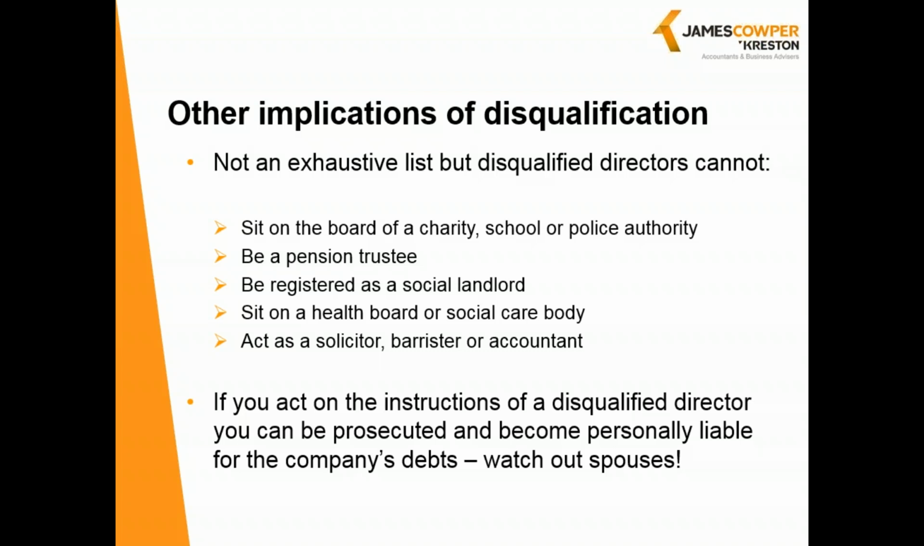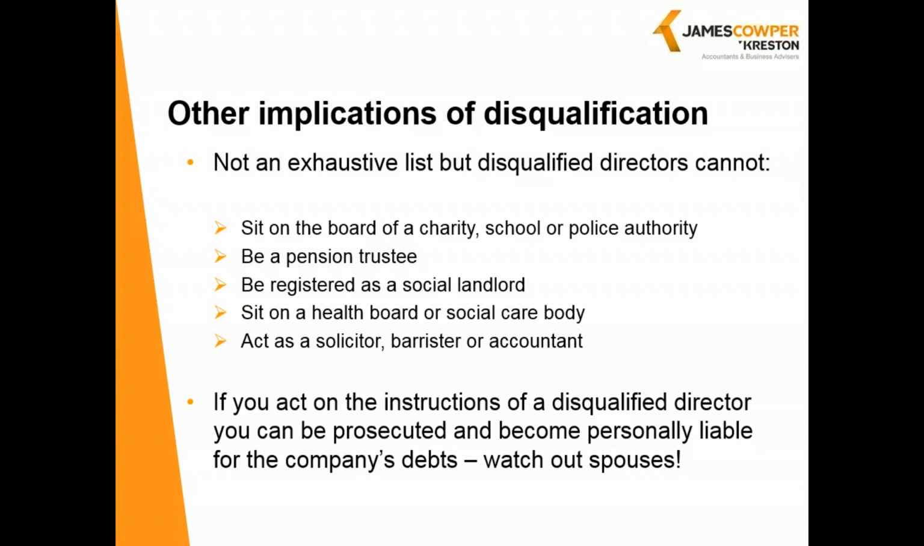And we were speaking earlier as well about acting on the instructions of a disqualified director. You can be prosecuted for that and be personally liable for the debts of the company. So, as I was saying, if a bankrupt has a spouse running the company, watch out, because the whole family's assets are then in jeopardy.